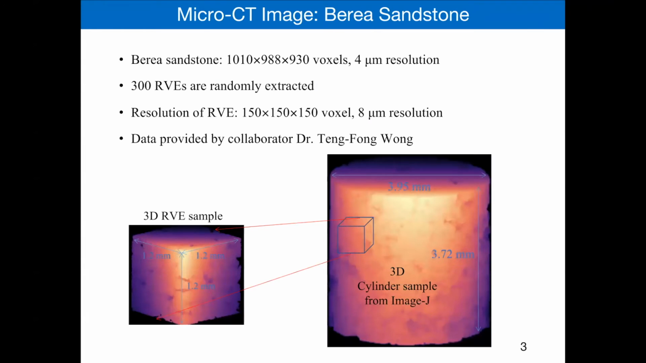The original data is a 3D micro-CT image originated from a cylindrical-shaped Beira sandstone sample provided by our collaborator, Dr. Wang. The RVE samples are generated by cropping a cube from the original data, coarsened to reduce the computational cost, and then binarized to separate the fluid and solid phases.